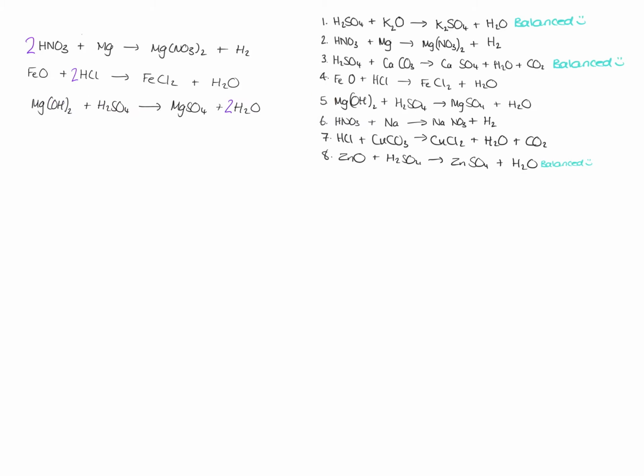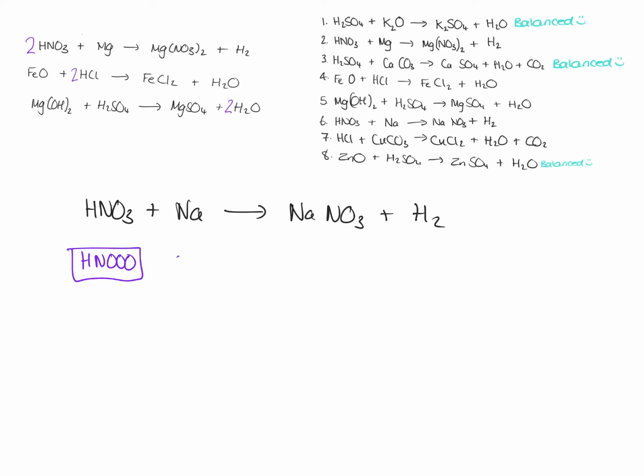Okay, number 6 also needs balancing, so let's write the equation for that. Okay, and underneath we're going to write what's in each of these species. I'm going to make sure we draw a line when we get to the arrow.